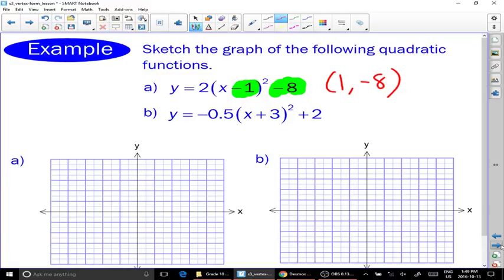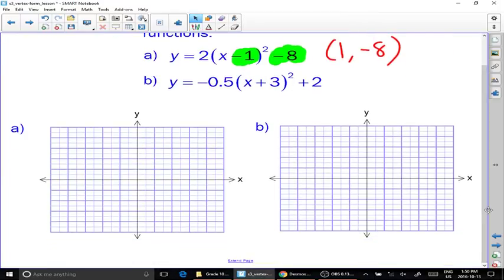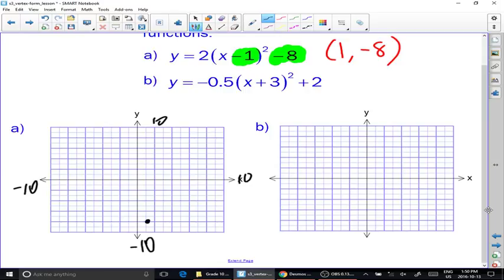Up. A is positive, sure. So I'm confident if I'm making the graph that I can use the traditional -10 to 10 scale. The point (1, -8) is going to be right here. Now, what we have to do is construct the rest of the graph, and I'm going to show you how we do that.